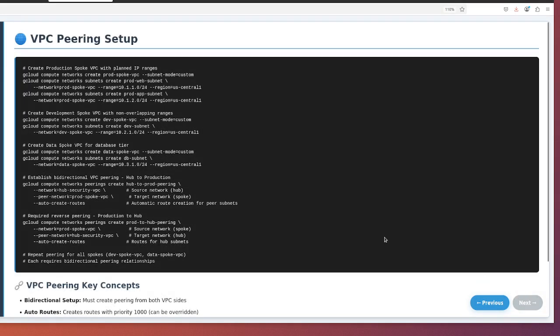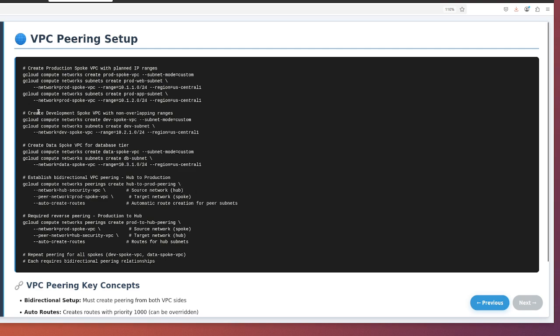VPC peering setup and routing implications. VPC peering is how we connect our hub security VPC with the spoke application VPCs. Understanding peering mechanics is crucial for both the exam and real-world implementations.